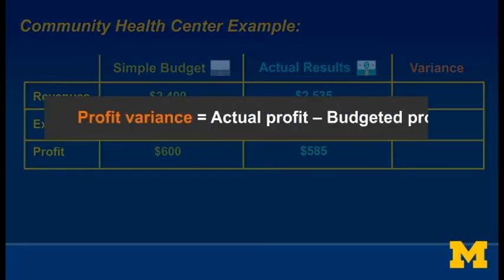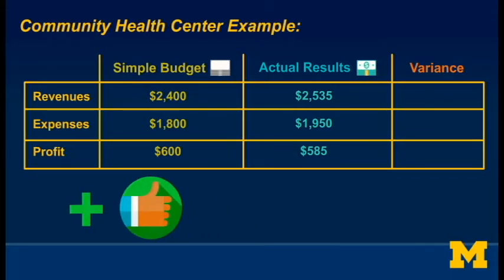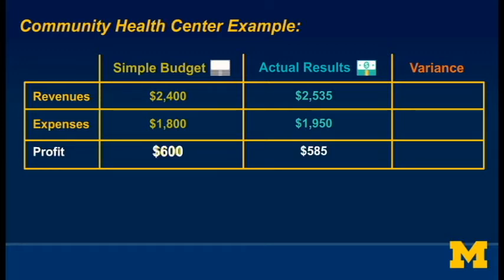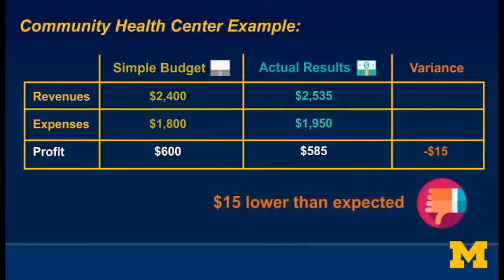The profit variance is computed as the difference between actual profit and budgeted profit. In general, variances are calculated so that positive amounts signify good or desirable results, while negative amounts are bad or undesirable results. In this example, the profit variance equals $585 minus $600, which is equal to negative $15. This means that the center's profit was $15 lower than expected, which is a bad or undesirable result.